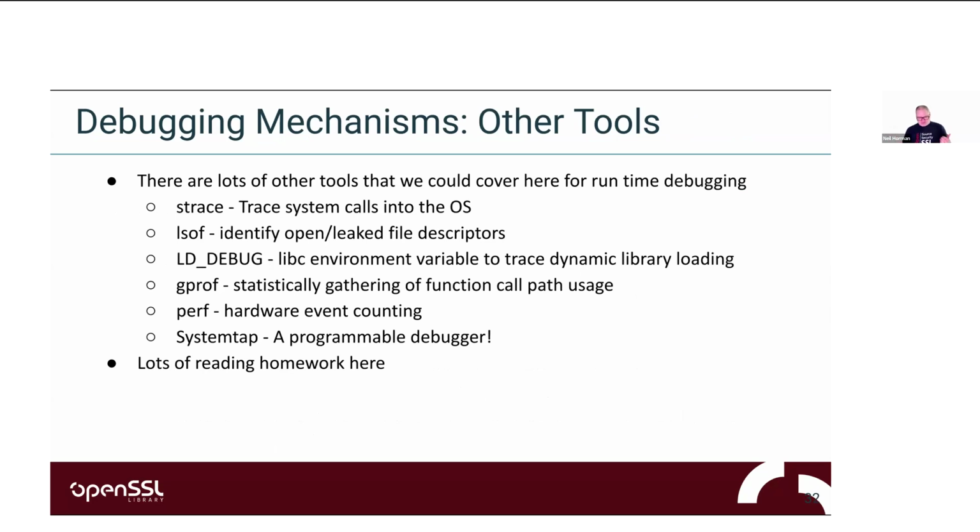So that's a big list, and the list just keeps going. So in the interest of time, I just wanted to summarize a few other debugging tools you might have available for you here. All of these work fairly well with applications that integrate with OpenSSL. There's the strace tool. Many of you are probably familiar with this one. Very handy for tracing system calls into the OS. If you have IO hangs or what have you, this is a great way to find them.